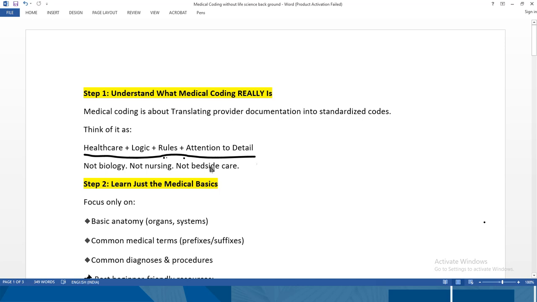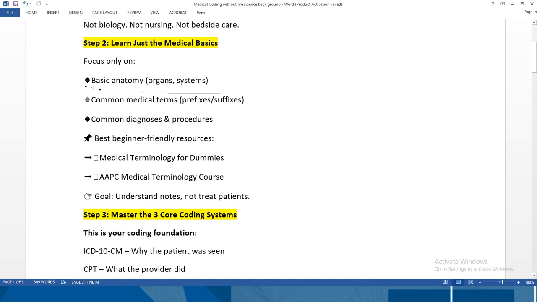If you want to become a medical coder, you don't need to master all medical things. You just need to know the medical basics. Basics are very important for medical coders. You must focus on basic anatomy like organs and systems, and you need to master medical terms like prefixes and suffixes, and common diagnoses as well as procedures, which you can find information on Google. You don't need to worry.